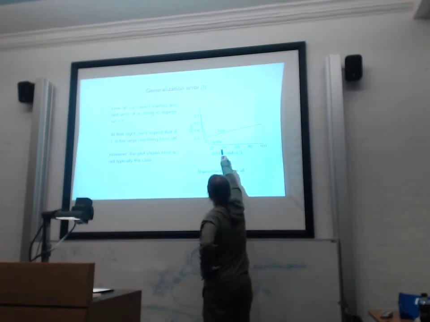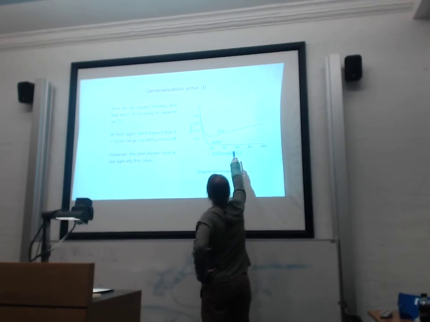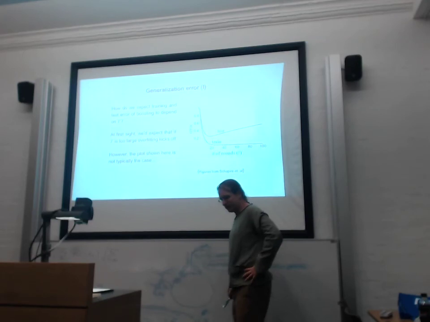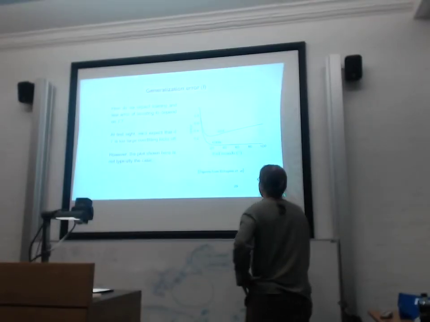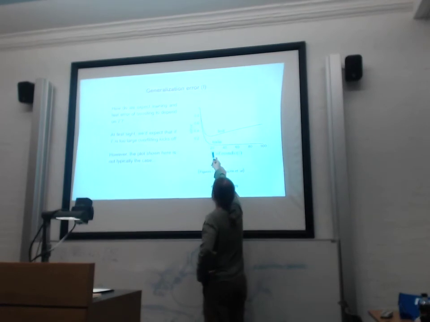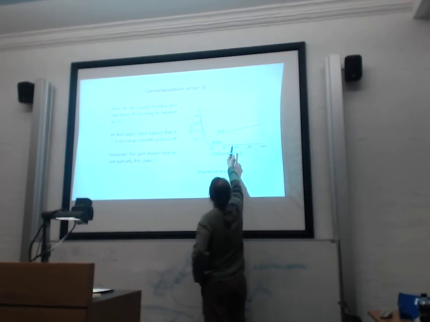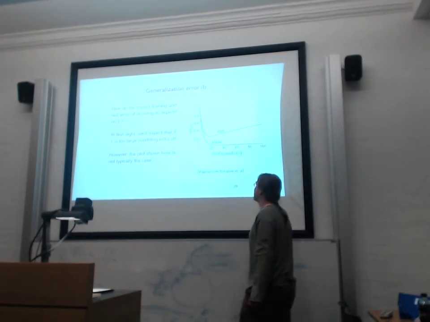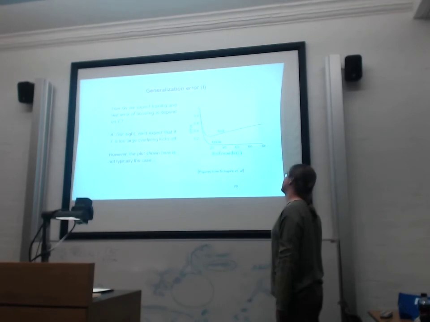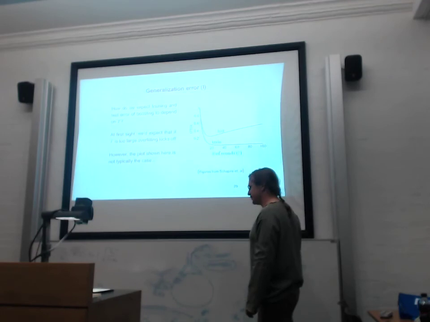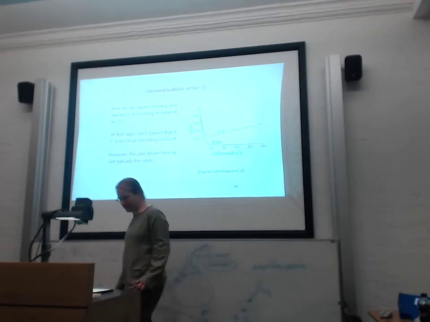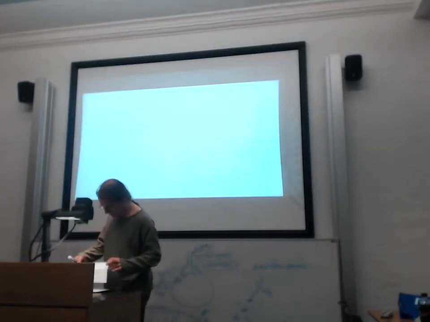A normal thing we expect from maybe test and training, as we keep adding on new hypotheses, is that at some point we keep training, and the training error keeps decreasing, but the test error increases. This is the usual story.